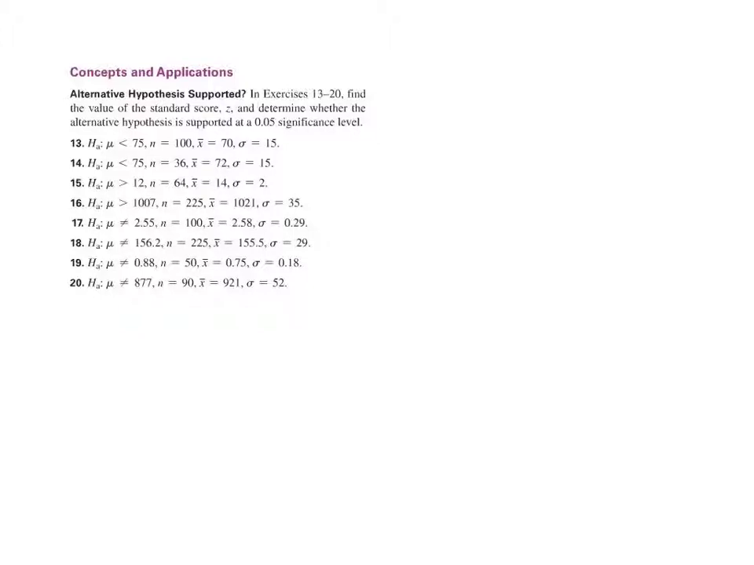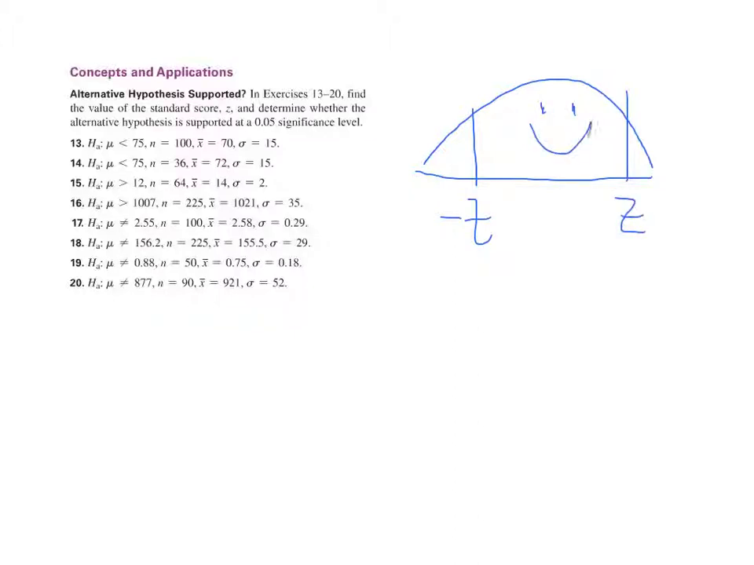So now we're going to take a look at number 17. 17 says that HA is not equal to. Well, that's a two-tailed test. We don't know whether it differs or whether it's greater than or less than. We don't know. So what we've got is two situations: a negative z-score and a positive z-score that cut off and denote the rejection region. So anything in between them, we won't be able to reject HO.